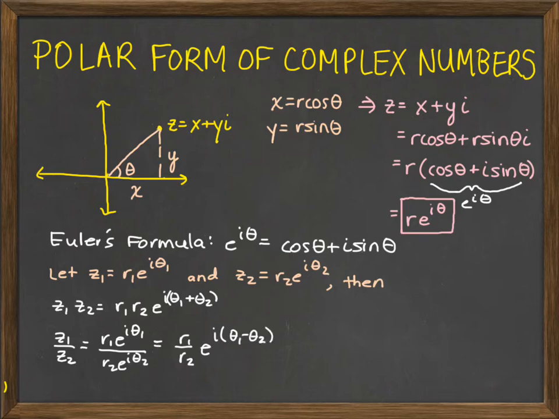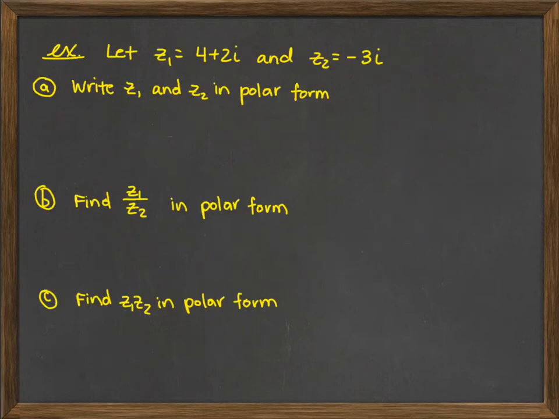So let's see these rules in action. Consider once again z1 equals 4 plus 2i and z2 equals negative 3i.